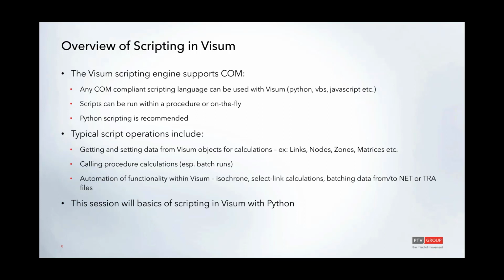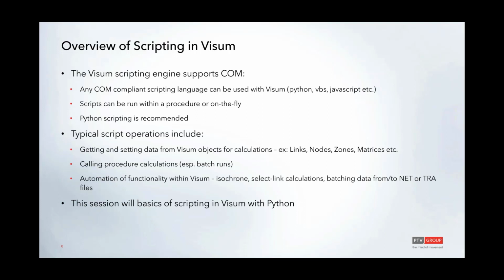Then scripting also allows you to automate functionality within Visum, which might be linked to special features like isochrone calculations or certain select link calculations or batching data in and out of a net file or a transfer file. So these would be features linked to some of the operations that we've seen earlier, but then this scripting interface allows you to automate the calculations if you're doing them repetitively over multiple either parameters, network objects, or different scenarios of files.